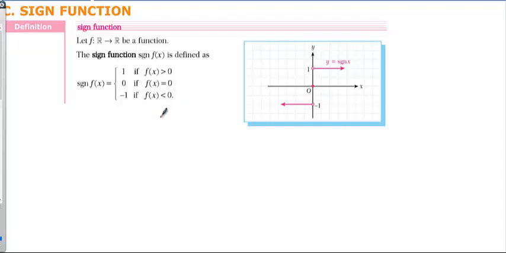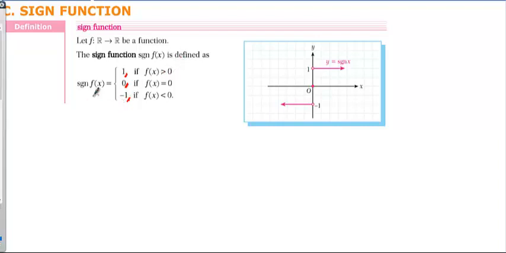Okay, in this video I'm going to teach the sign function. Firstly, the sign function has only three values. We know it gets 1, 0 and -1. Okay, we need to know when it is getting 1, when it is getting 0, and when it is getting -1.